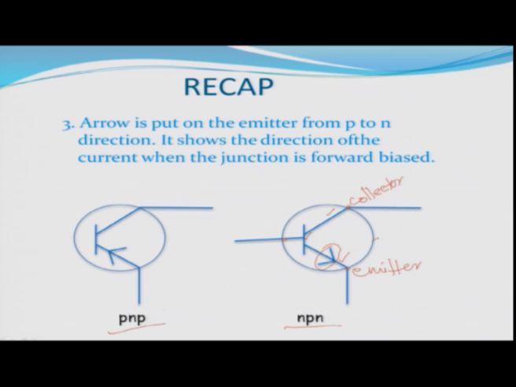NPN or PNP. So, the arrow is put on the emitter from P to N direction. So, if it is NPN transistor, this is N and this is P, this is N. So, on the emitter the arrow is from P to N. Similarly, if it is PNP transistor, this is P, this is N and this is again P. So, the arrow is from P to N direction, and essentially it shows you the direction of the current when the junction is forward biased. Which junction? This emitter base junction.